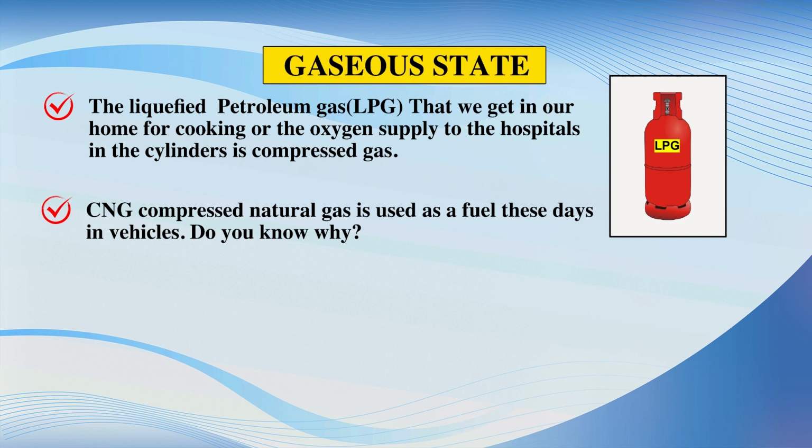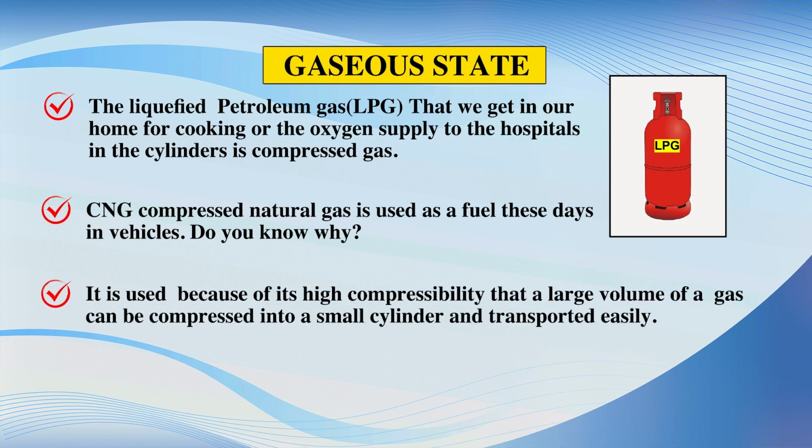Compressed natural gas is used as a fuel these days in vehicles. Do you know why? It is used because of its high compressibility, so that a large volume of gas can be compressed into a small cylinder and transported easily.